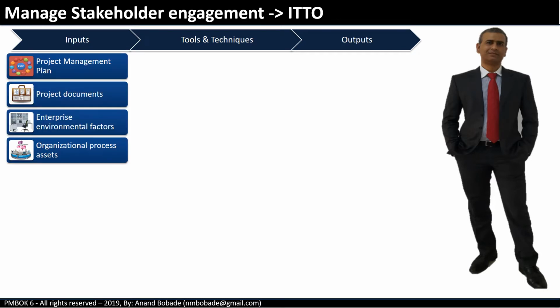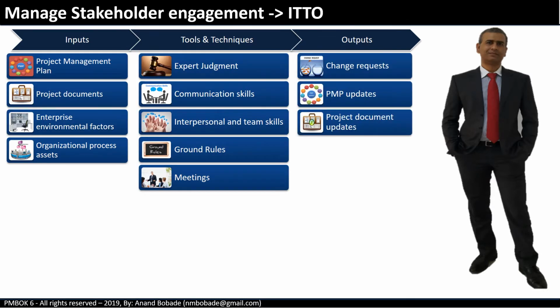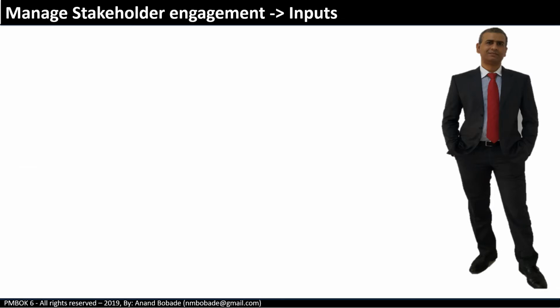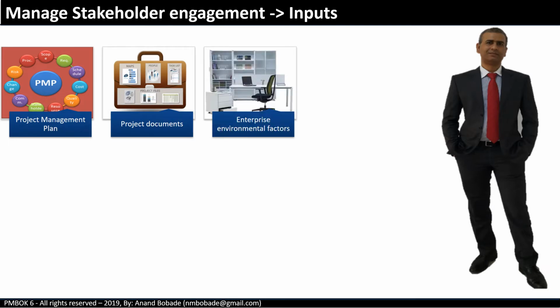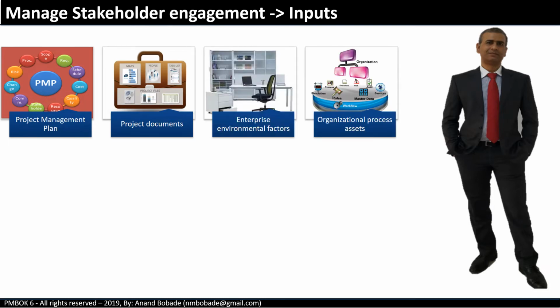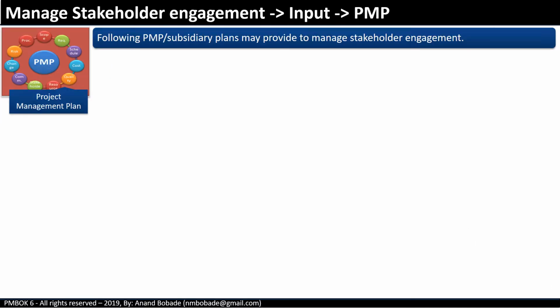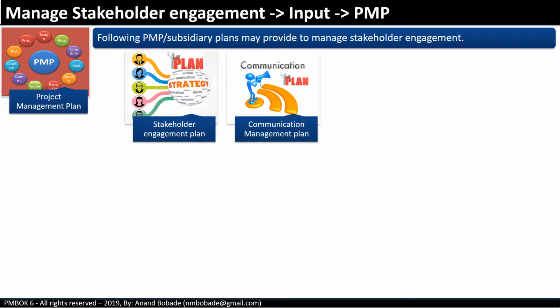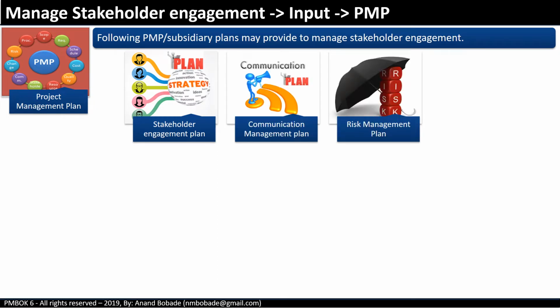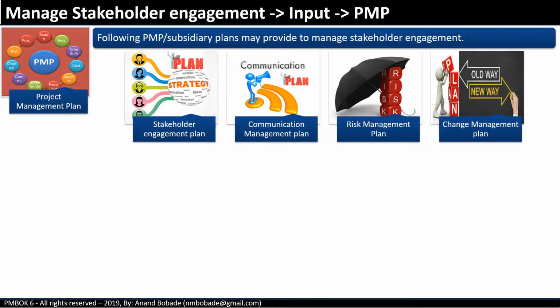Let's look at inputs, tools, techniques, and outputs. Starting with inputs. The inputs are the project management plan, project documents, enterprise environmental factors, and organizational process assets. Let's look into details. Project management plan. Under the project management plan, the subsidiary plans are the stakeholder engagement plan, communication management plan, risk management plan, and change management plan.